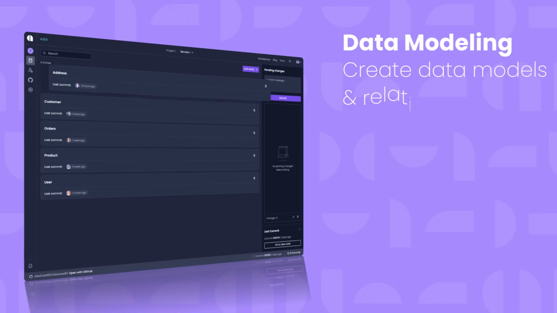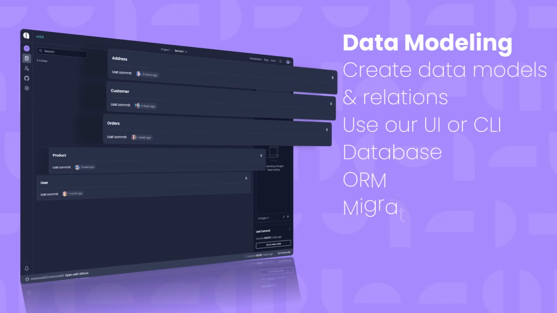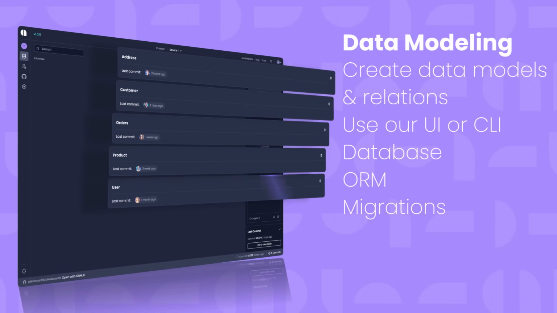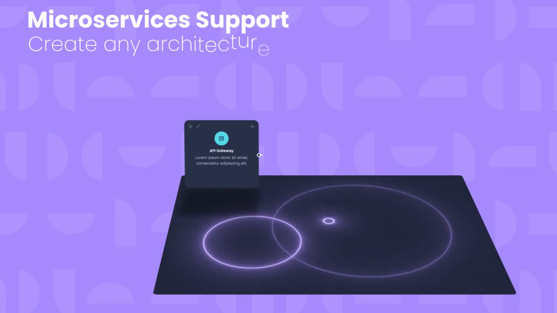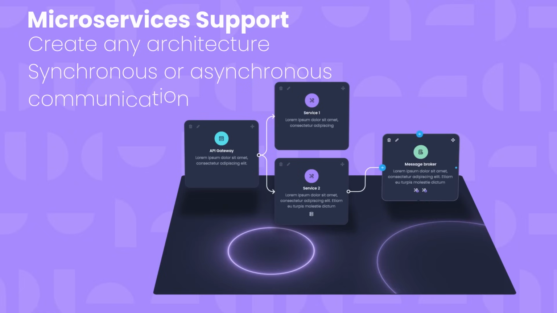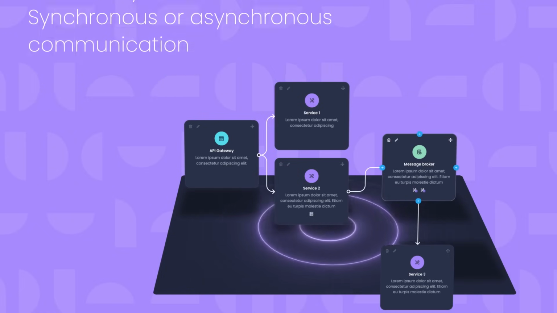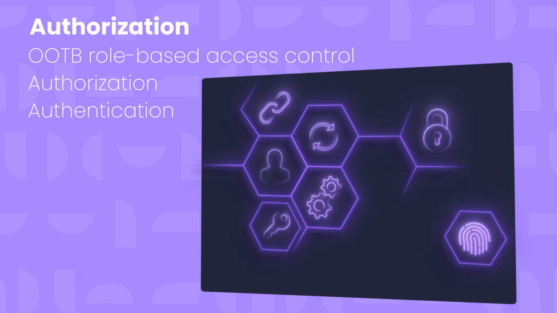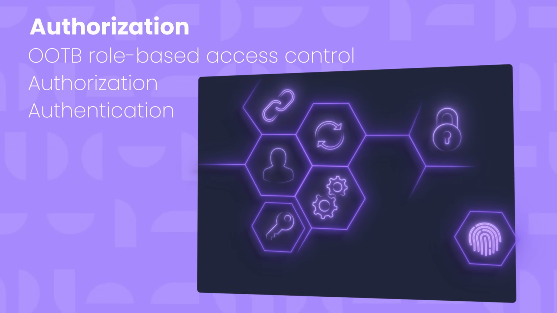Easily create data models and define relations using our intuitive UI or CLI. Get your database up and running with an ORM, migrations, and everything else you need to take off. With Amplication, you can break the monolith, extend existing products with new services, or simply start from scratch. Out-of-the-box role-based access control to keep your APIs and services secured with built-in authorization and authentication.